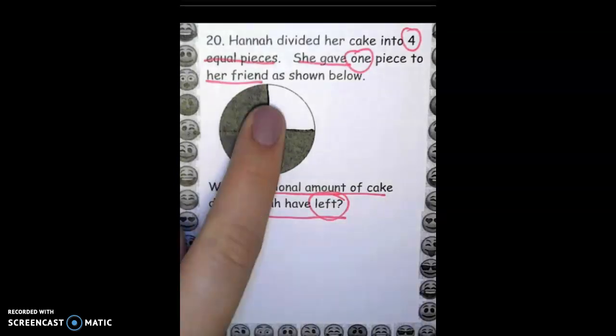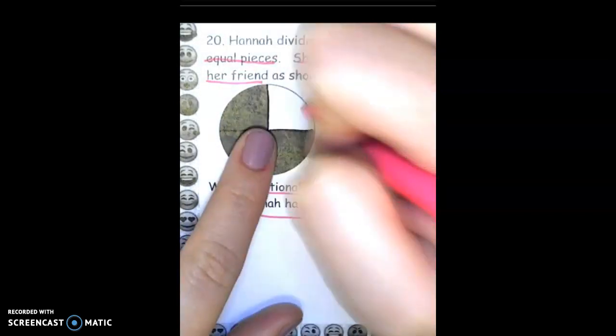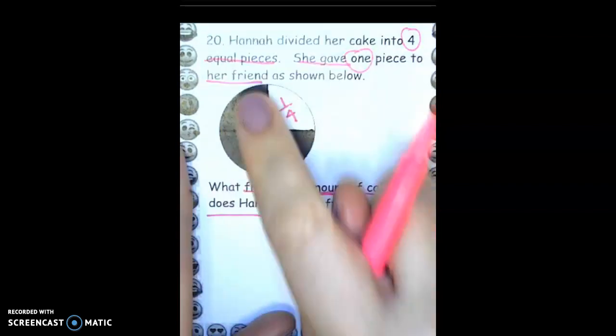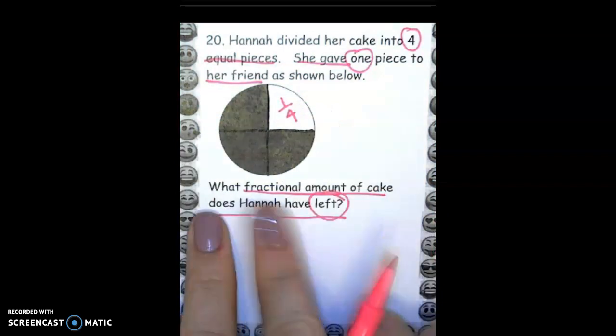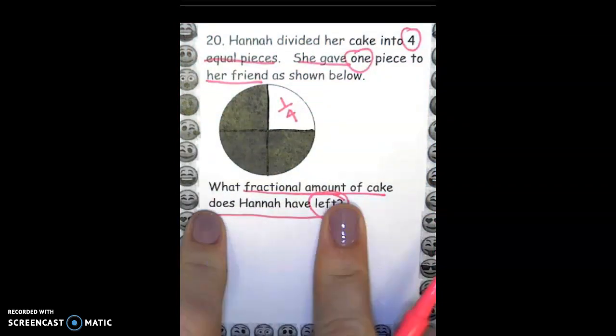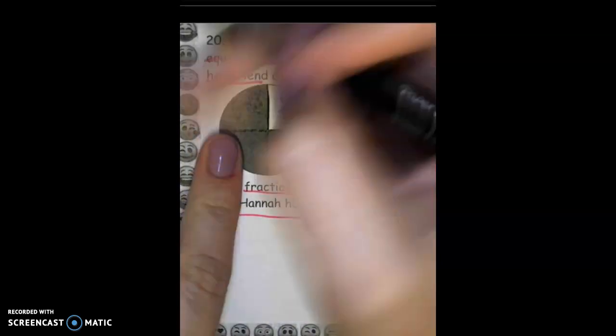The white piece is the 1 piece that went away, so this is gone. This piece is the piece that she gave to her friend. This is 1/4. 1, 2, 3, 4. This is one of them, okay? I want to know the fractional amount of cake that Hannah has left. Well, I know that this is 1/4.